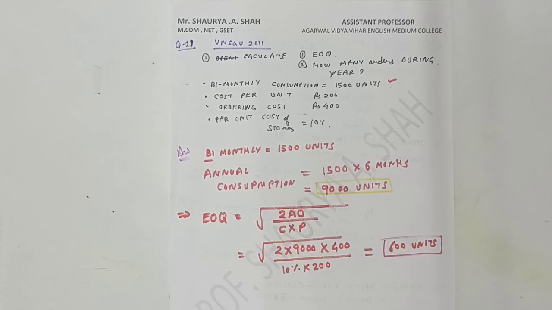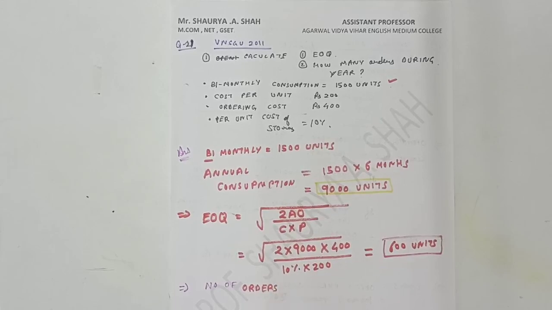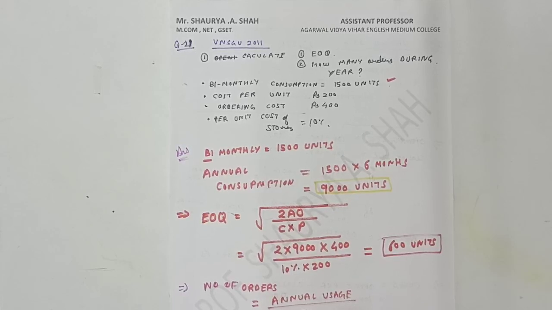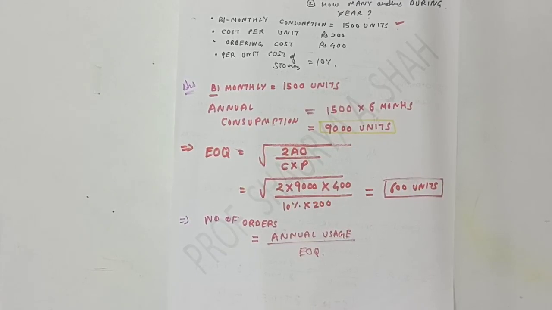Fine. Next thing you have is to find out the number of orders to be placed, right? So how many orders are to be placed? How can you calculate the number of orders? Number of orders to be placed is equal to, how do you calculate it? Annual usage, right? That is annual consumption divided by EOQ. Annual consumption divided by EOQ, right?